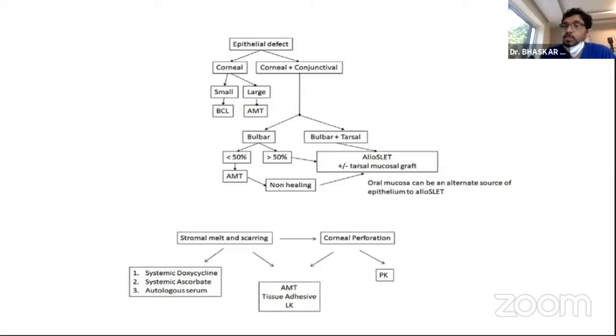You can also use oral mucosa as a substrate or a cultivated mucosal sheet in the acute phase if there's a large conjunctival defect also. And in case you end up with stromal melt and scarring, you would want to use tissue adhesives, EMT or LK on a case-to-case basis. We'll come to the cases later.